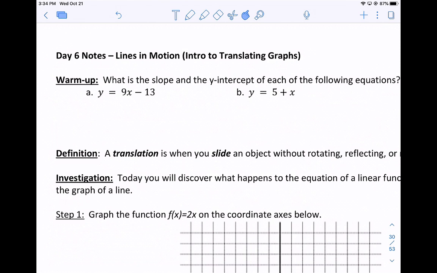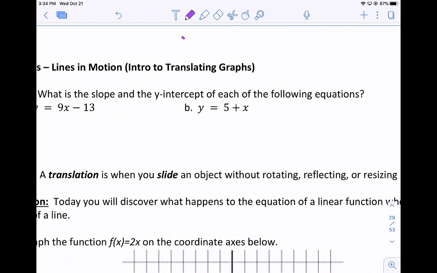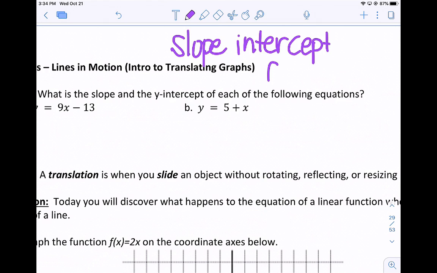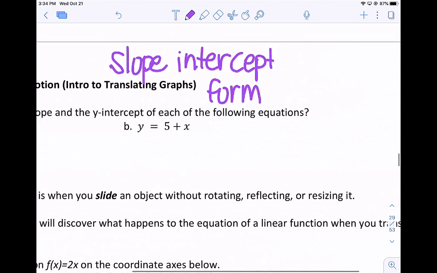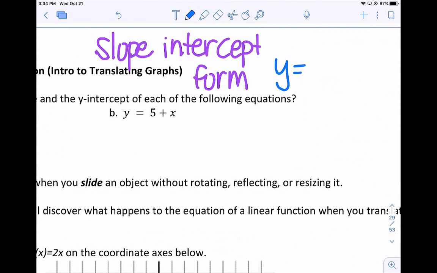So if you recall, there was this equation that we used to represent slope-intercept form. So I'll write that right here, slope-intercept form, and I think you'll recognize it. It is this form: y equals mx plus b.